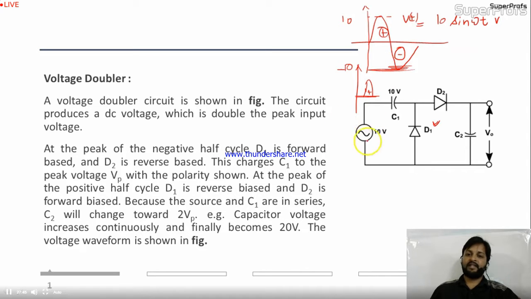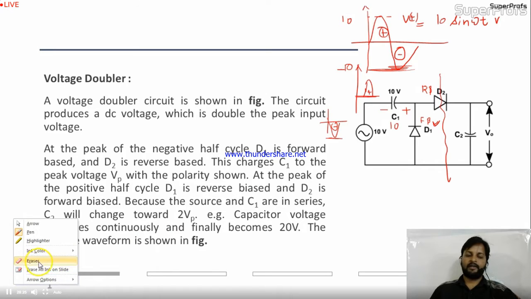Let's take first the negative half cycle over here. In the negative half cycle of the input, the diode D1 will be in forward bias. Is it okay? Forward bias. At that time, D2 will be in reverse bias, so this branch will be in cutoff in the negative half cycle. So what will happen? This capacitor will start to charge itself, right? Up to minus 10 it will charge itself, because you are talking about the negative half cycle over here. So up to the peak value it will charge itself.